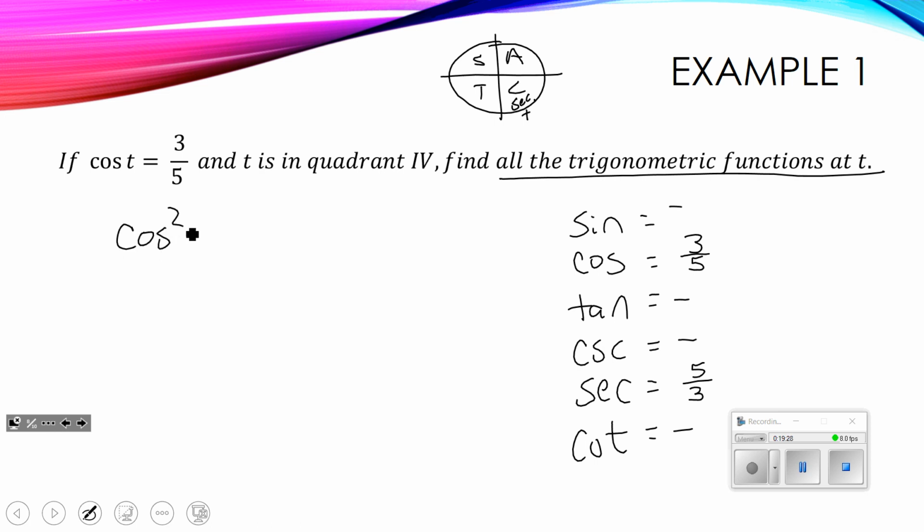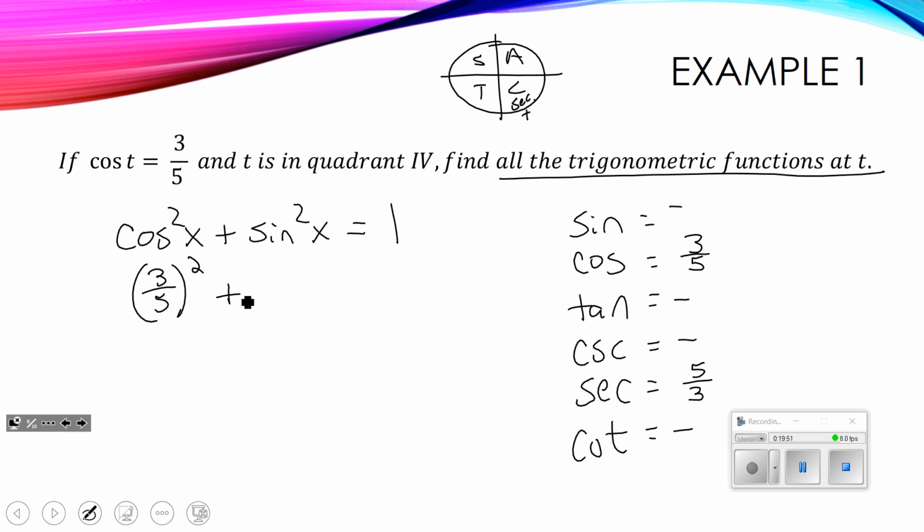Cosine squared x plus sine squared x is equal to what? 1, which is the same thing as a squared plus b squared equals c squared. Does that make sense? It's your Pythagorean theorem. That's what we're going to use. So we know that the cosine is 3/5. So I'm going to plug in 3/5 squared. We know that this is going to be sine squared x.